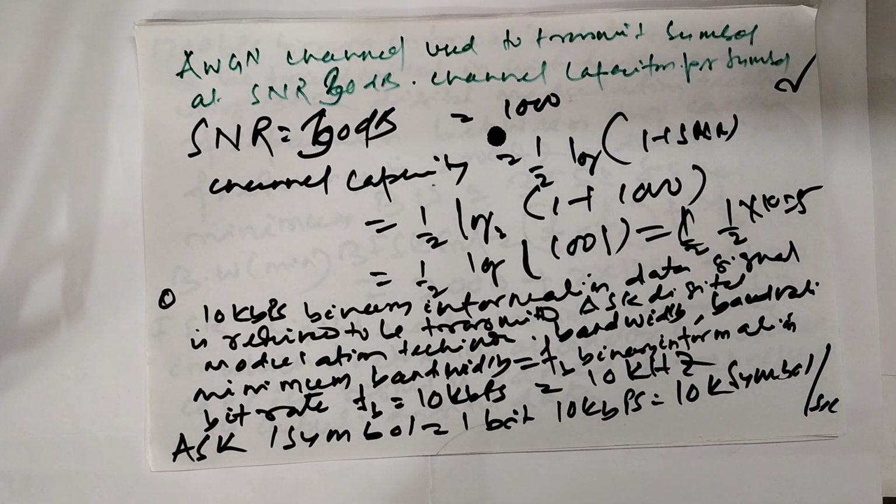Here the channel capacity is half into log of 1 + SNR. SNR is 30 dB, which means it is 1000. So half log of 1001 is equal to 5.